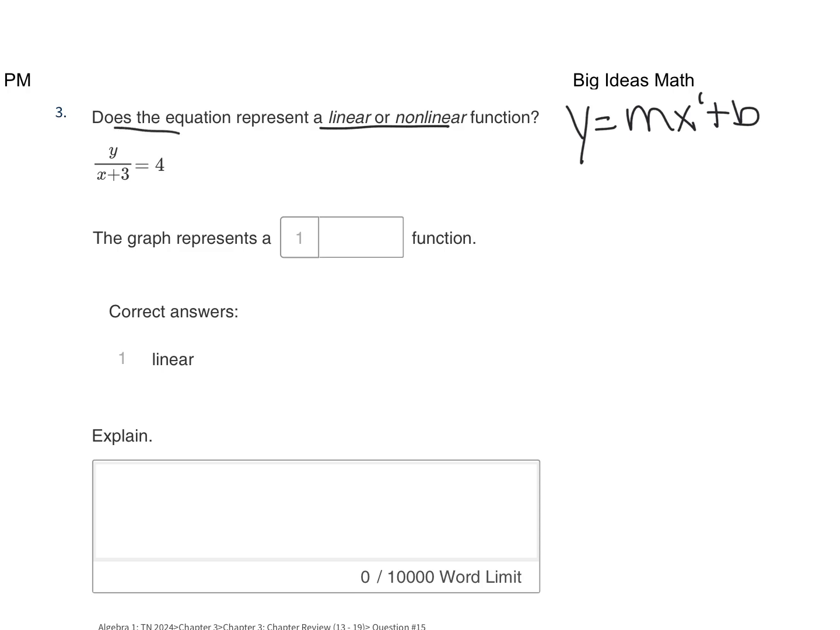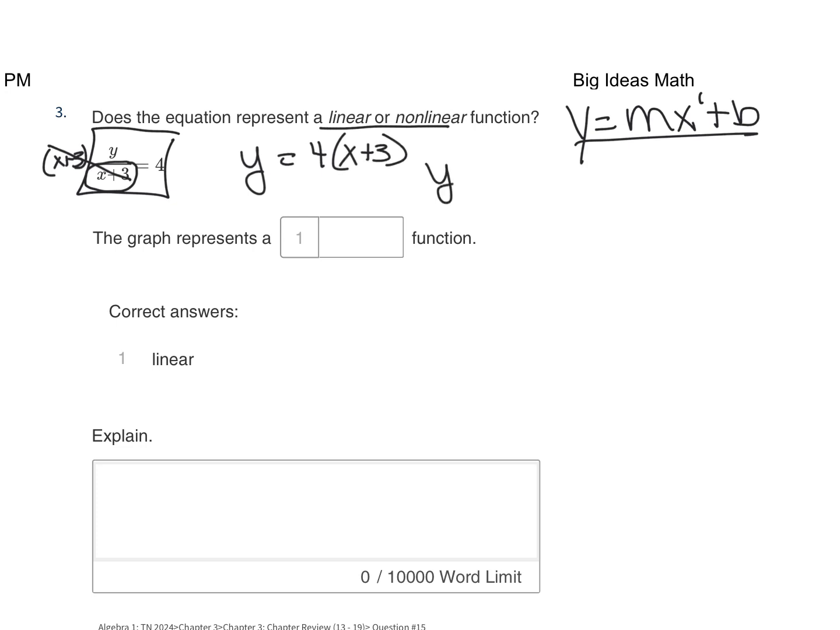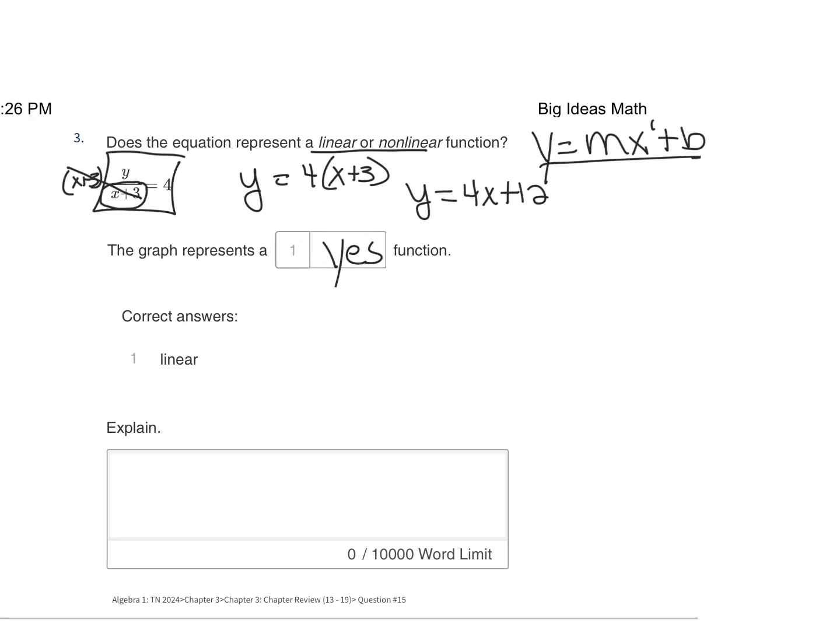So looking at this equation, can I put it in slope-intercept form? Well, yeah. This x plus 3, what is it doing with the y? It's dividing. So if I multiply by x plus 3, it'll cancel out and leave me with y. But I also want to do the same thing on the other side, right? So simplified, we would get 4x plus 12. So, yes, it does. Okay.